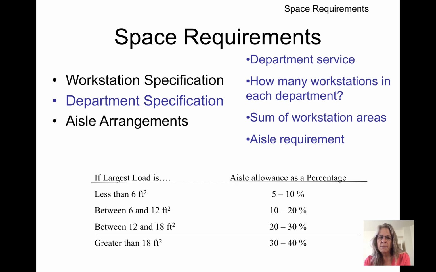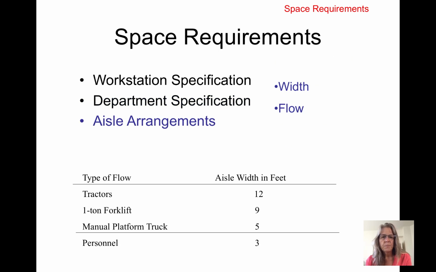And the aisle allowance is dependent on how big the load is, or the part, or the batch that you're processing. So if the load is less than 6 square feet, you only add about 5 or 10% for aisle allowances. But if the load is quite large, 18 square feet, then you might add as much as 40% for aisle allowances.